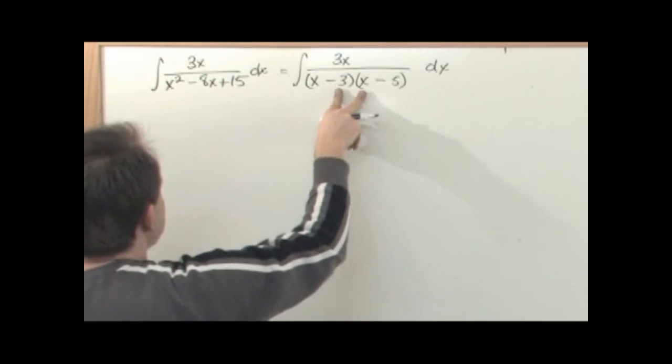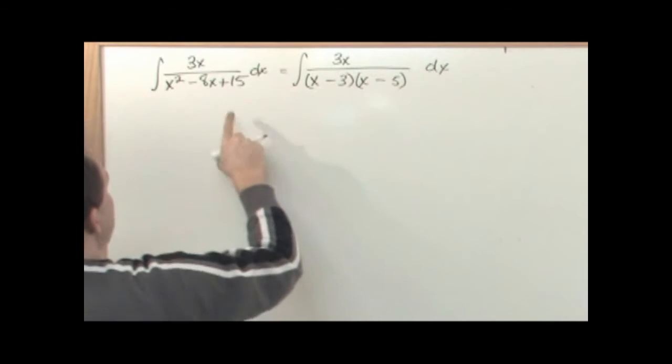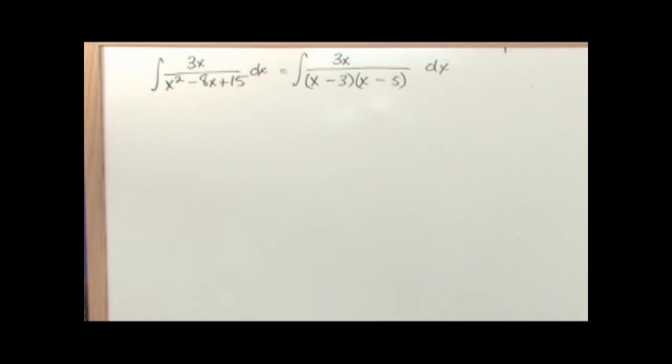Inside is negative 3x. Outside is negative 5x. Add them together, I get my negative 8x. So that is the factored form. There's nothing to cancel. I can't really do any cancellation. That was also part of the method.